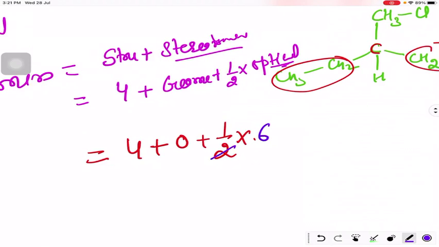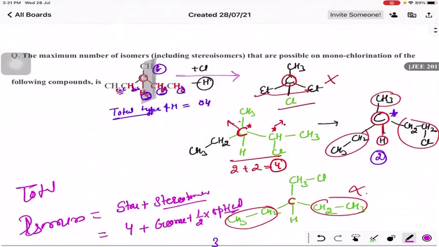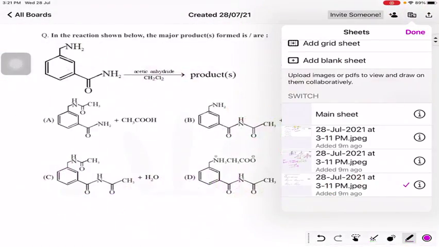So 6 optical isomers. You have to take half because the compound itself has a mirror structure. That's why we are dividing the optical isomers by 2. So what will be the answer? 4 plus 1 plus 3. So the answer is 8. In this way you have to find the number of isomers formed.